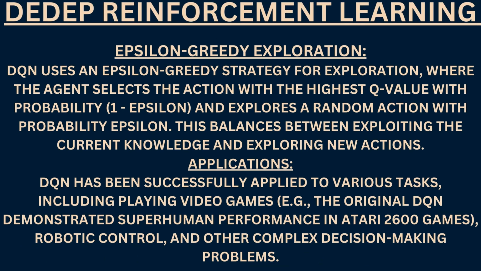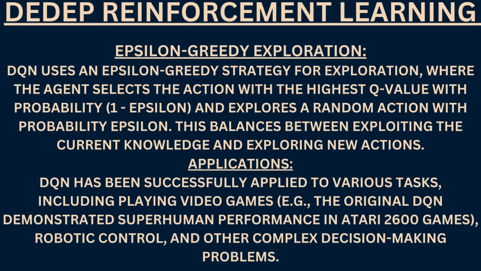Epsilon-greedy exploration. DQN uses an epsilon-greedy strategy for exploration, where the agent selects the action with the highest Q value with probability 1 minus epsilon and explores a random action with probability epsilon. This balances between exploiting the current knowledge and exploring new options.